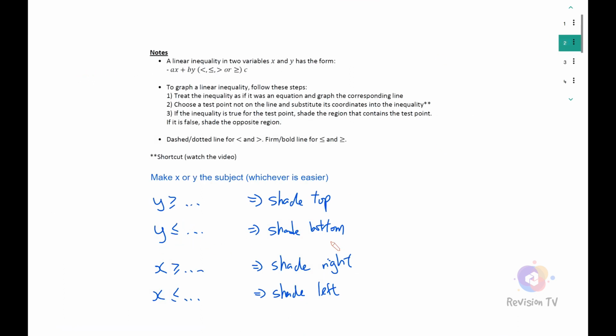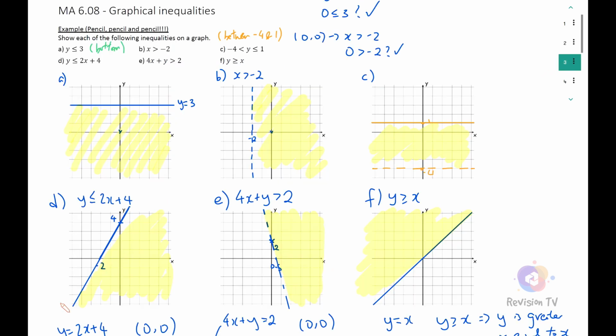For question D, y is less than or equal to again. Y is less than or equal to, so we shade the bottom. Now look at this one here. This line, you got two sides of it. It looks like left and right, but technically, if you try to use a bit of imagination, you also got the top and the bottom. This is always on top of it, and there's always the bottom side of it. So therefore, we shade the bottom. So if you draw an arrow down like this, you know this side is the bottom.